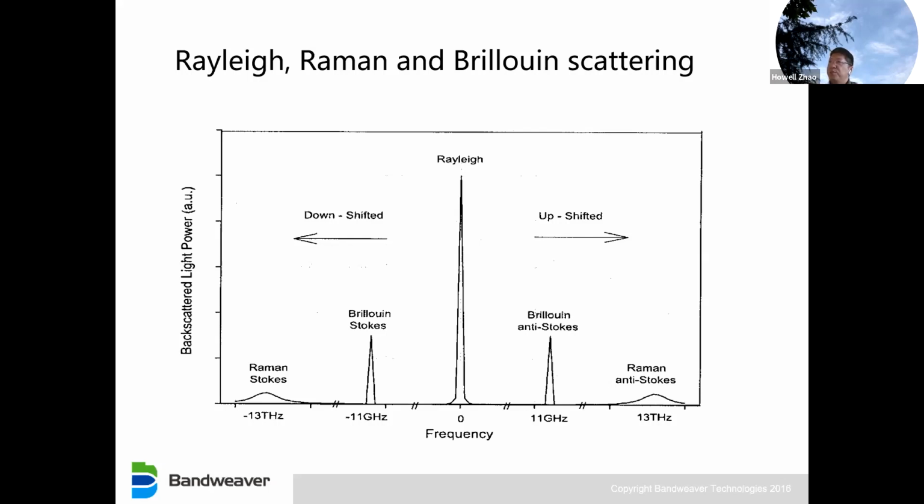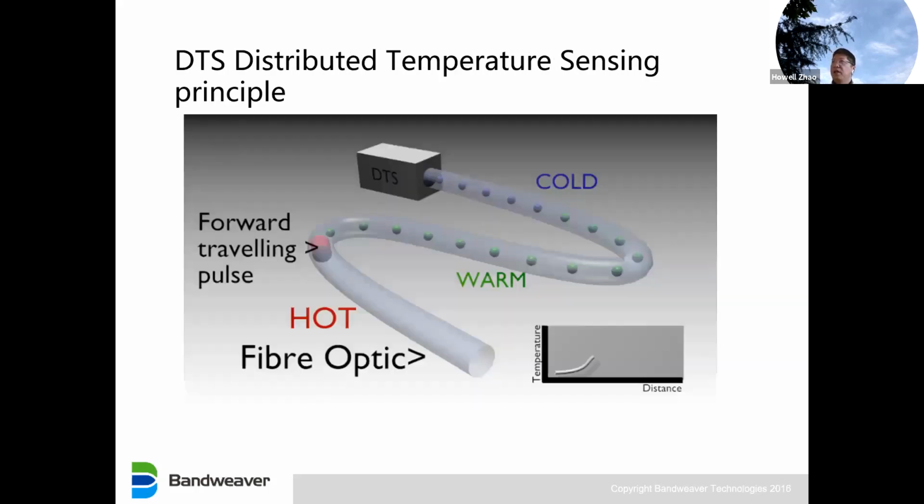Non-linear effects mean wavelength shift, but linear effects like Rayleigh are without wavelength shift or frequency shift. So it's a very basic understanding of this. And the DTS is based on Raman, so it's a temperature sensor.